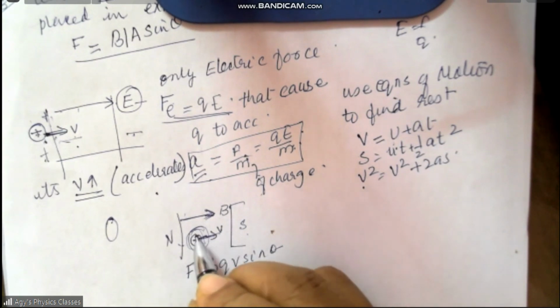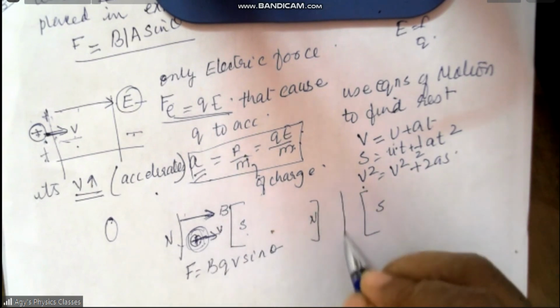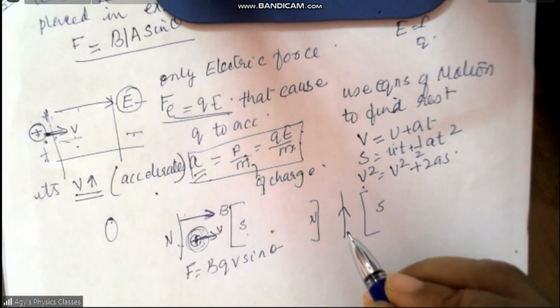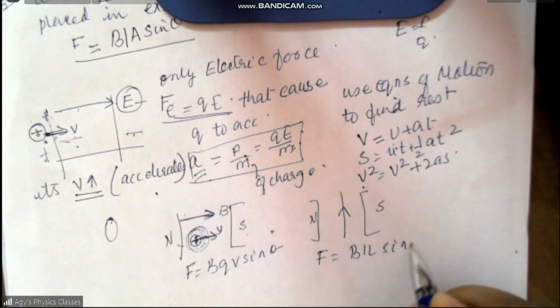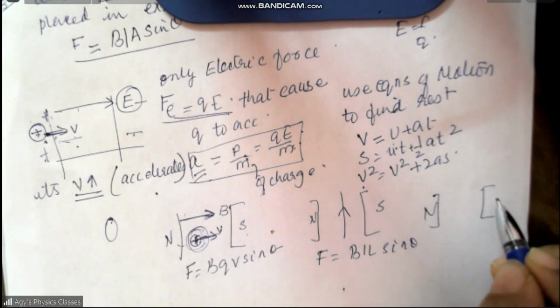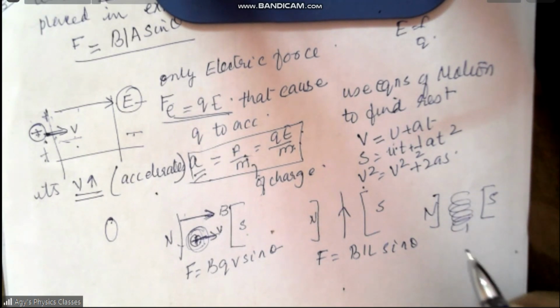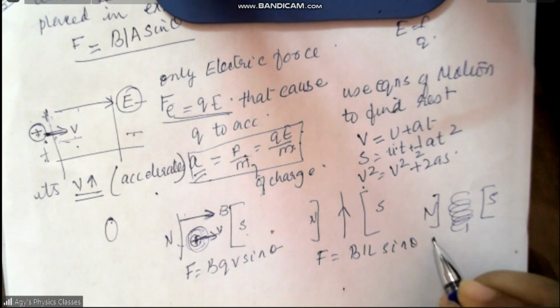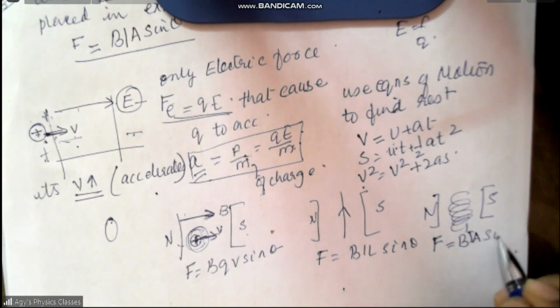Instead of this charge, if you are making a wire move through which electrons move, then the force is equal to BIL sin theta. If you have got a coil of wire placed in the same magnetic field, in that case, the force produced is equal to BIA sin theta.